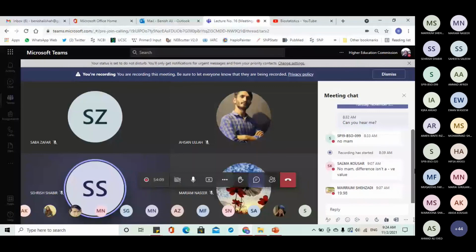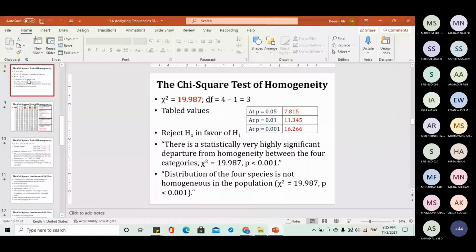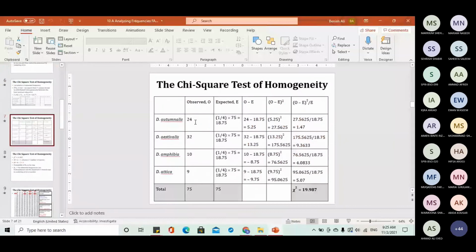Our observed frequencies were equal to the expected ones? No, they were not equal to the expected one. Observed frequencies क्या थी आपकी? Observed frequencies were 24, 30, 10, and 9. And 24 is different from 18.75, 30 is also different, 10 is also different, 9 is also different. ये सब बहुत different है 18.75 से. The first one is 24. बाकी सब तो बहुत different है.